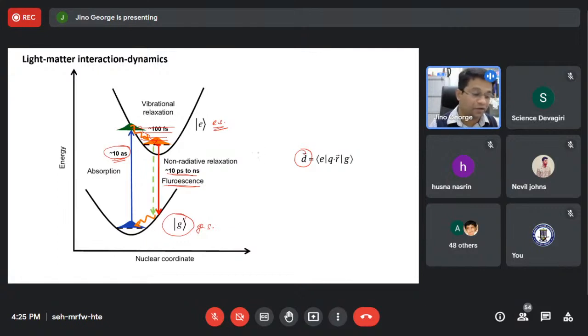And if that value is very high, you will have a better matching, so that you end up having an interaction between the ground and the excited state. Q is a charge, R is a separation. So I will skip this term because you may not be able to quickly grasp this.